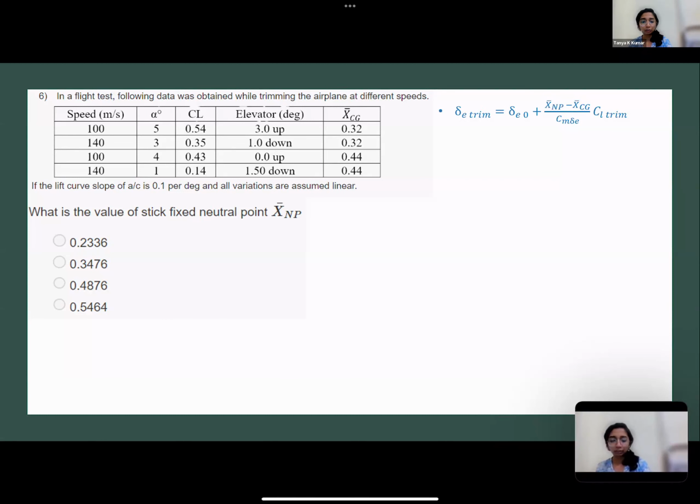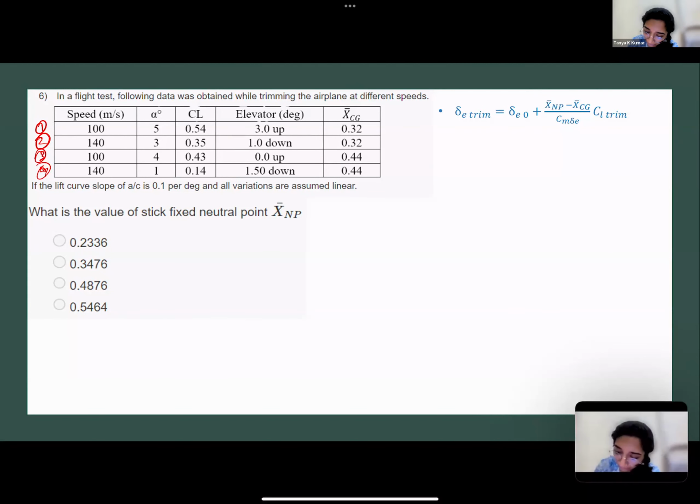Okay, so they've given you 4 points. Let's take 1, 2, 3, 4. So what we do is we take the first 2 conditions and plug in those 2. First we'll take the first case, the 100 meters per second.